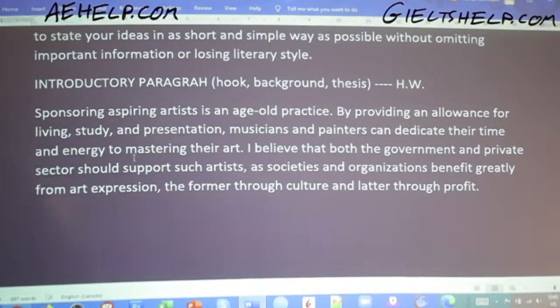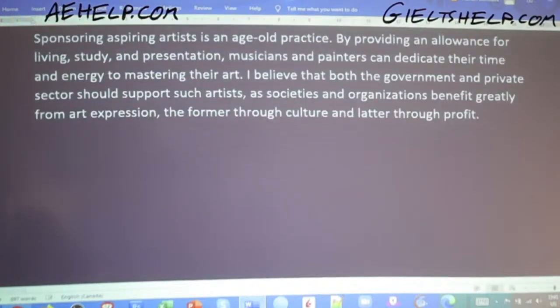All right, so now let's get into writing our body paragraphs. So body paragraph one, of course, is made up of a few components. So the first is the topic sentence.